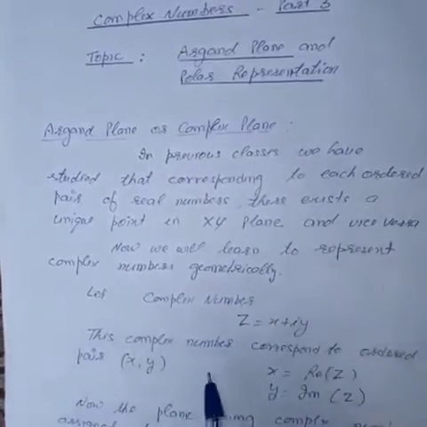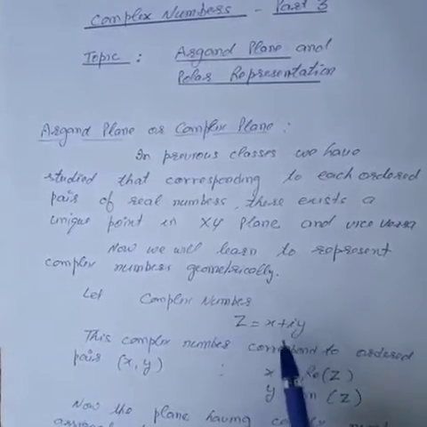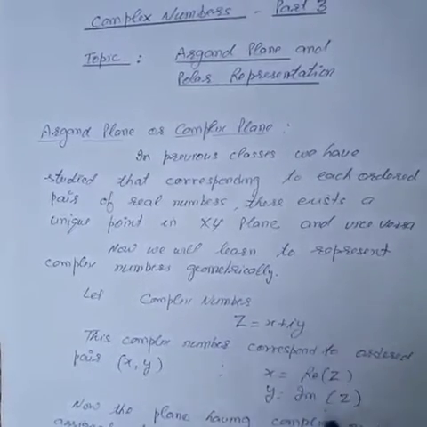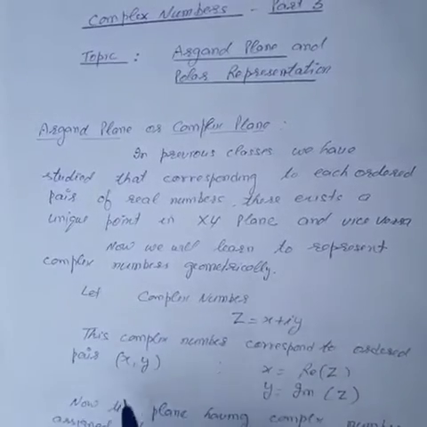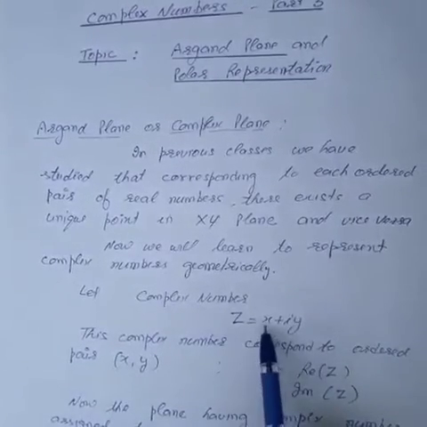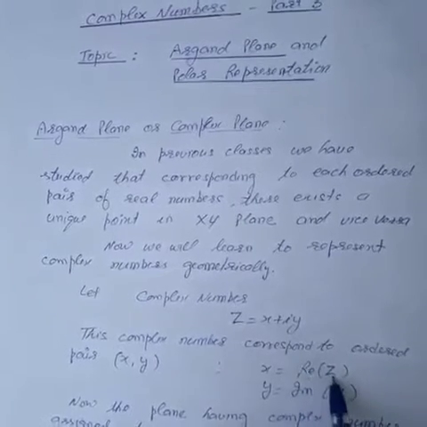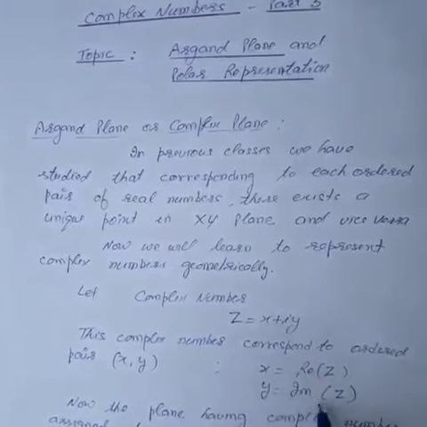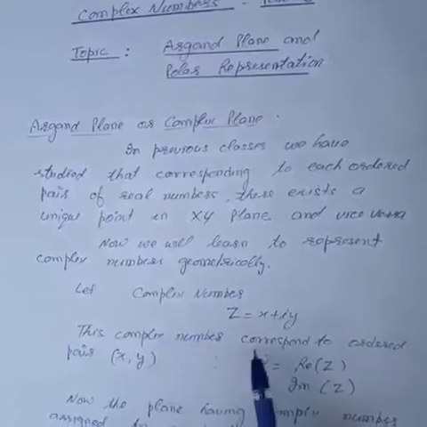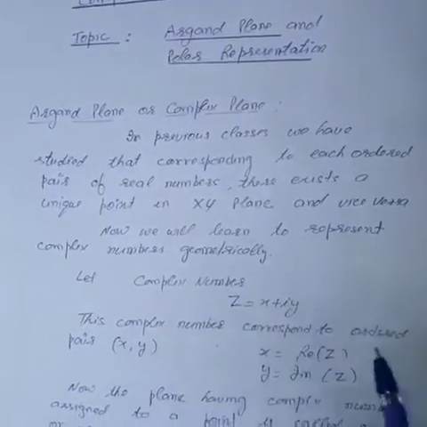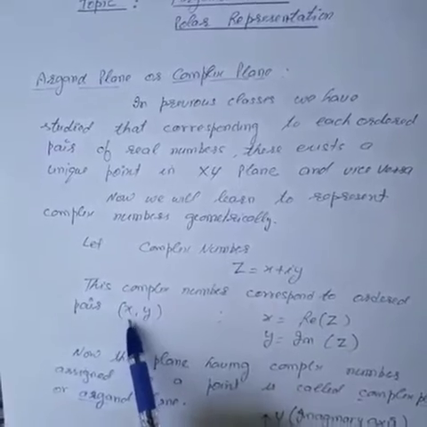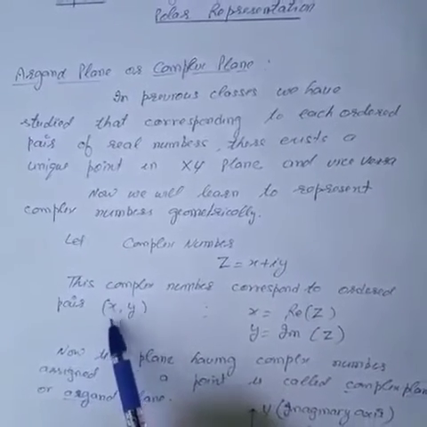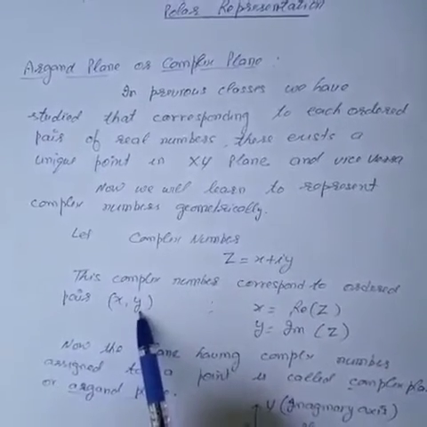Now consider a complex number z, which is x plus iota y. This complex number corresponds to the ordered pair (x, y), where x is the real part of z and y is the imaginary part of z. So to every complex number we will represent an ordered pair, taking first the real part of the complex number, second the imaginary part of the complex number.